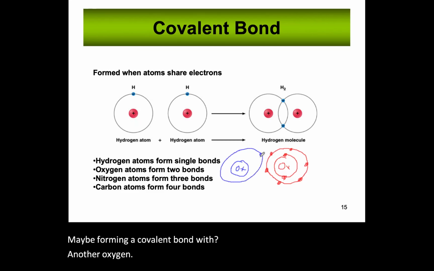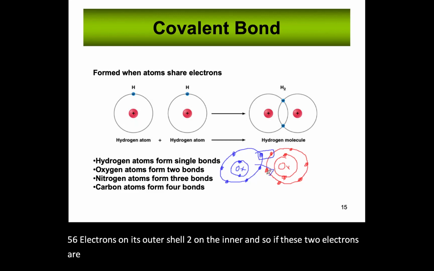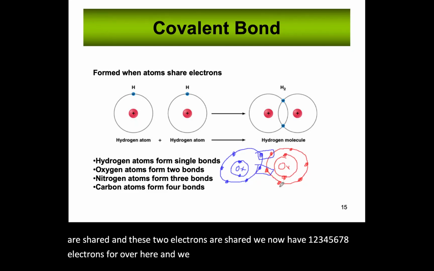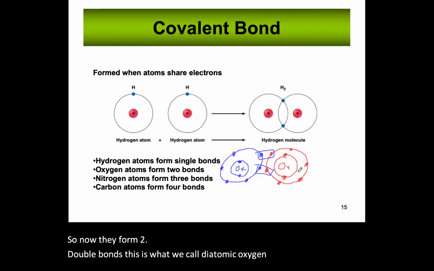Because this oxygen is going to have 1, 2, 3, 4, 5, 6 electrons on its outer shell, 2 on the inner. And so if these 2 electrons are shared and these 2 electrons are shared, we now have 1, 2, 3, 4, 5, 6, 7, 8 electrons over here. And we have 1, 2, 3, 4, 5, 6, 7, 8 electrons circling over here. Right? So now they form a double bond. This is what we call diatomic oxygen or atmospheric oxygen.